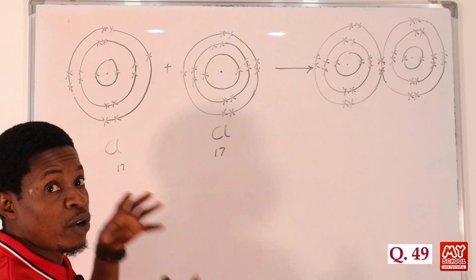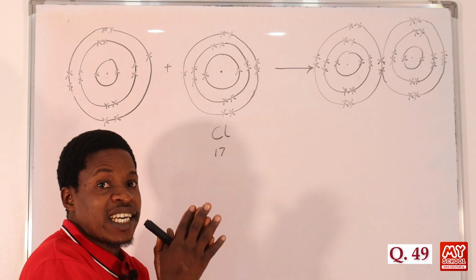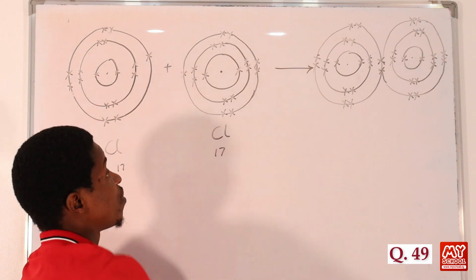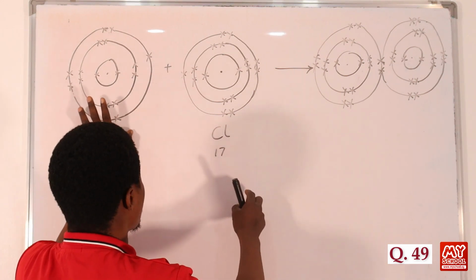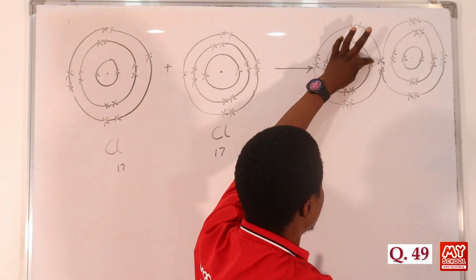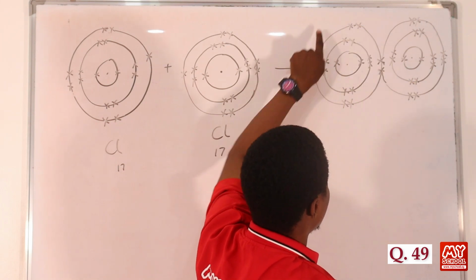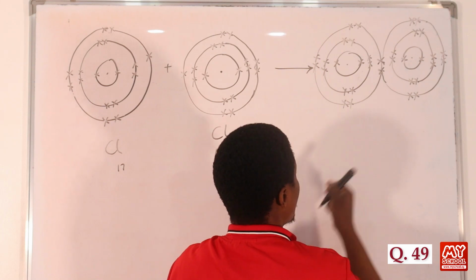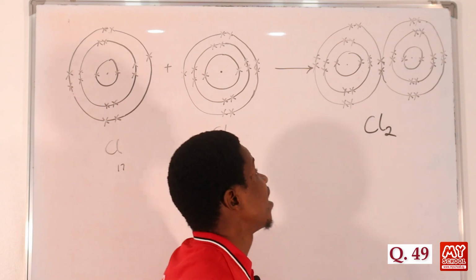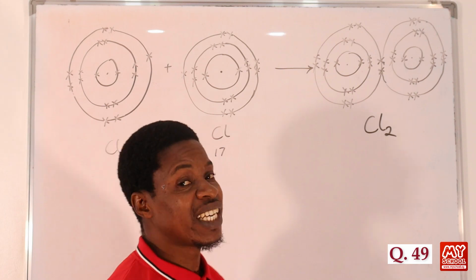But don't forget, the essence of the bonding is actually for both of them to be satisfied, fulfilling the octet rule, that the outermost shell should be completely filled. And so once this chlorine atom comes with this one, and they combine together, you can see what happens here after bonding. This one brought its own, this one also brought its one, and then they share. So when they share, this one becomes chlorine, this one becomes chlorine. So both of them now form a chlorine molecule, okay. And you know that molecules are formed in covalent bonding.